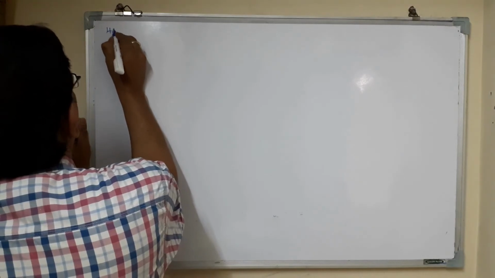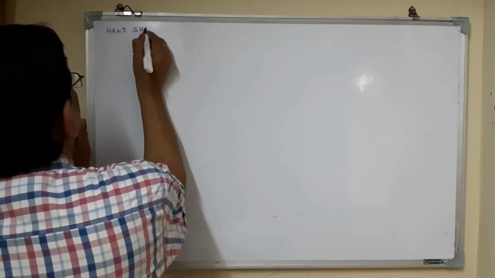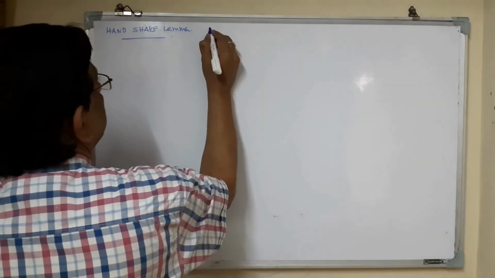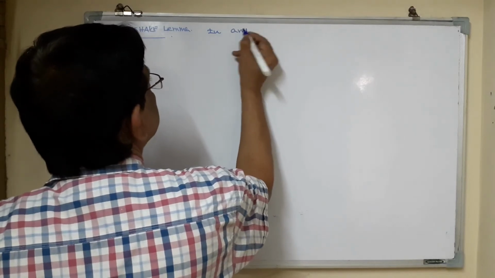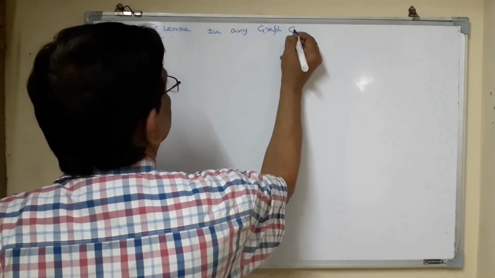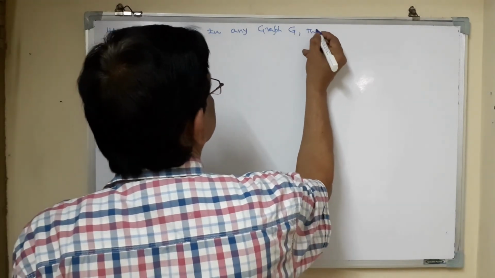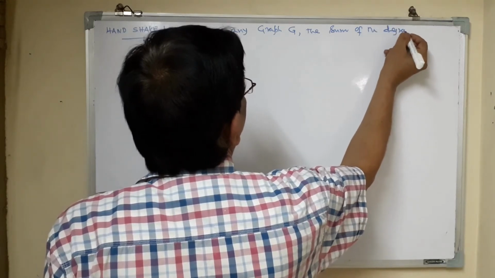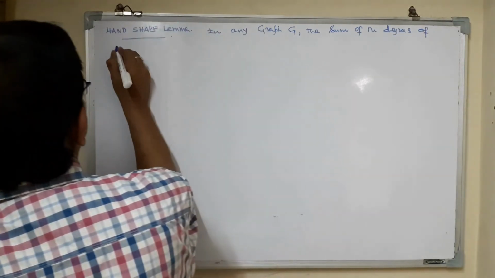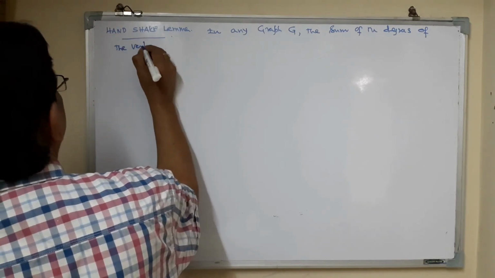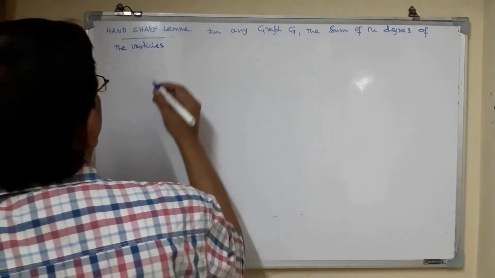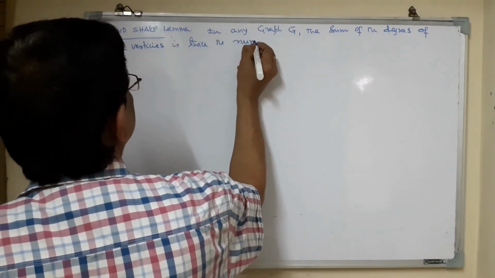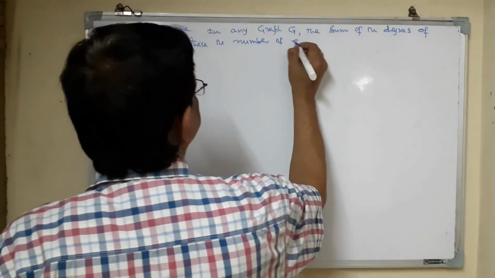Now we have: in any graph G, the sum of the degrees of the vertices is twice the number of edges.